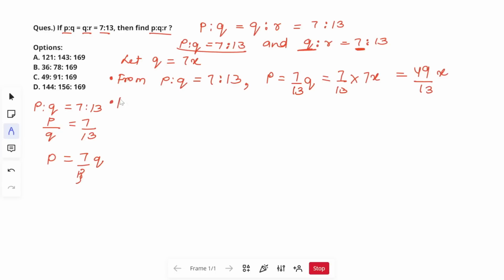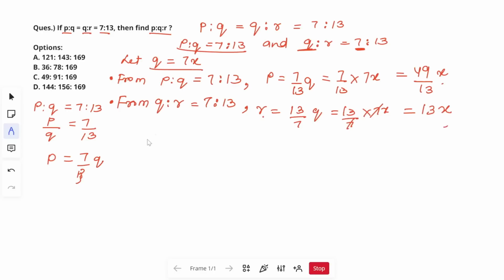Now from the second equation, which is Q is to R is equal to 7 is to 13, this time we are going to find the value of R. R will be 13 by 7 Q. So 13 by 7 into 7x, the 7 and 7 cancel, and we get 13x. We have found the value of P in terms of x, the value of R in terms of x, and we have also assumed the value of Q in terms of x.